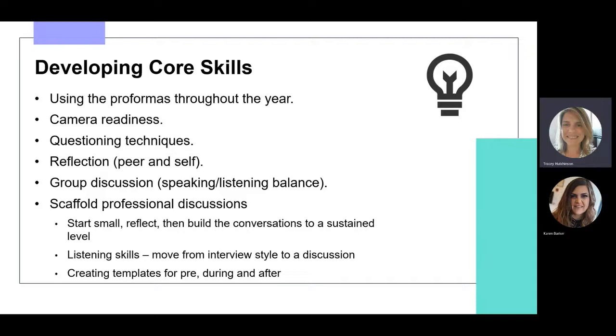When doing those professional simulated discussions, scaffold it. Start small, really, two to three minutes, get the students to reflect on it, look at their conversation, then build on that, making it a more sustained, longer discussion, really improving those listening skills. So move from interview-style questioning, the student asking a question and the patient answering, to actually having a discussion. And create templates that can be easily recalled on exam day: a template that allows students to do pre-notes, complete notes during, and then complete notes after, which could help guide them.